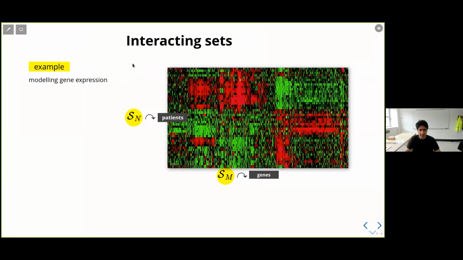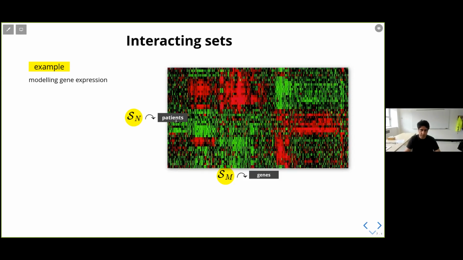So the example that we see here is when we want to look at interacting sets. We have a set of patients, a set of genes, and we have the gene expression data for them. The symmetry in this case is that I can shuffle the patients and genes independently. So I have symmetric groups Sn and Sm acting on these two sets, and I'm modeling the interaction of these two sets. Suppose I want to predict some of these missing gene expressions, or I want to predict something about patients. How do we build a deep model for this?